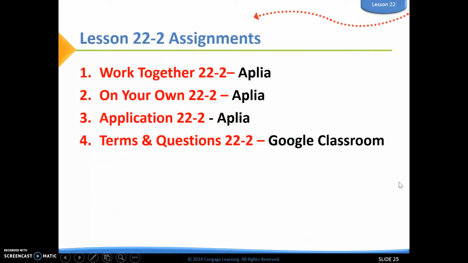And that's it. So the 22-2 section work together is going to be quite long because we have to do all three of those financial statements. So let's head over there and tackle that.